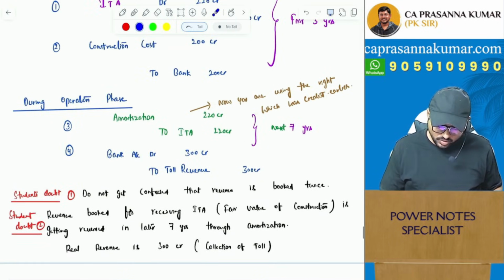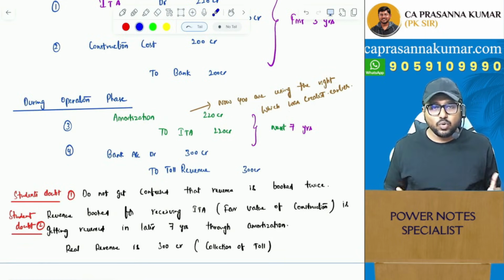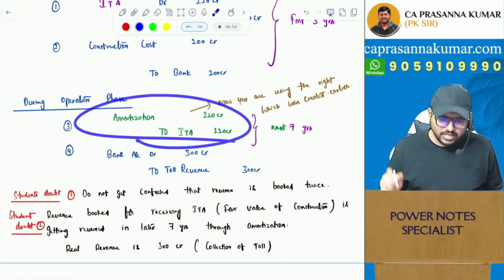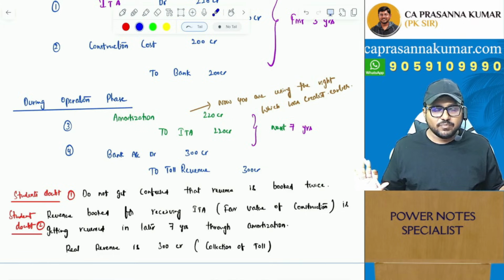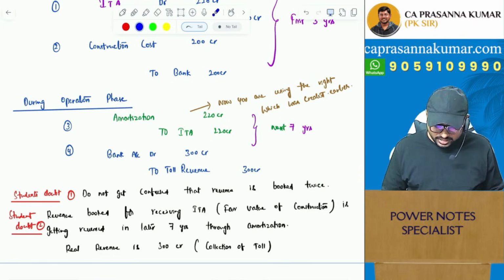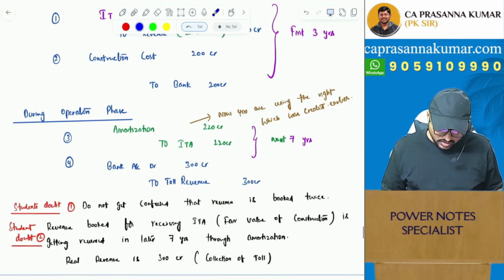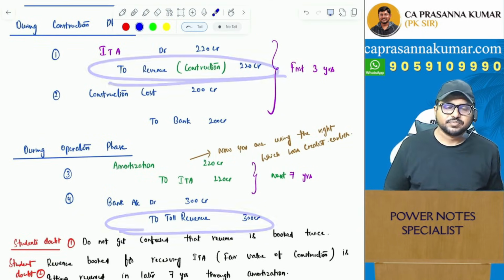That's all. So now you are using the right which was created earlier. Right means right to collect toll. So therefore, you have to amortize that. So do it for the next 7 years. That is the entry over here. In other words, depreciation of the asset. That's all. Simple. At the same time, you are collecting toll, which is nothing but toll revenue, and therefore you are getting money. Therefore, debit the bank account. Now the point is, people tend to get confused between these two revenues.